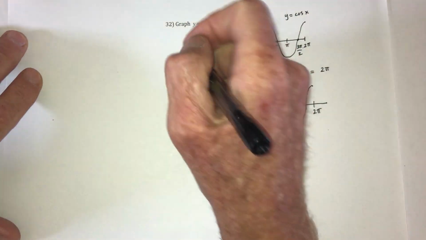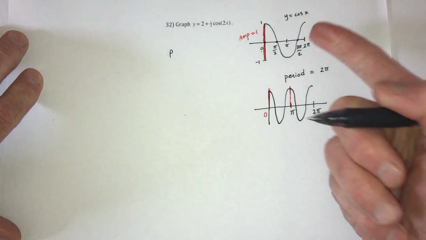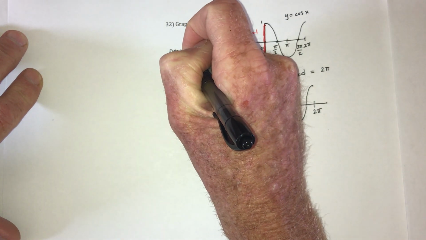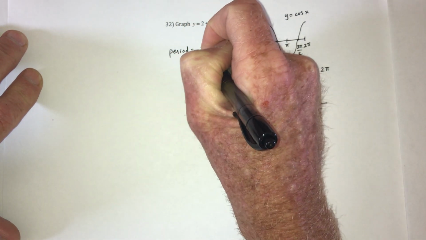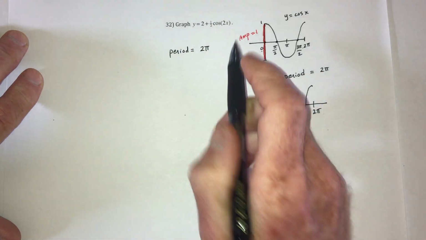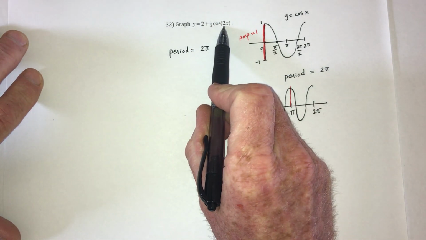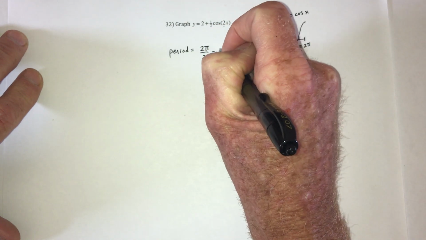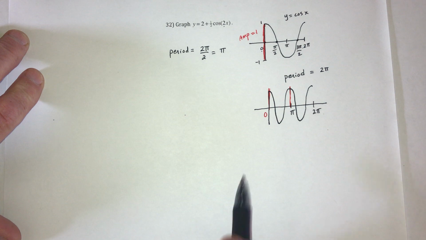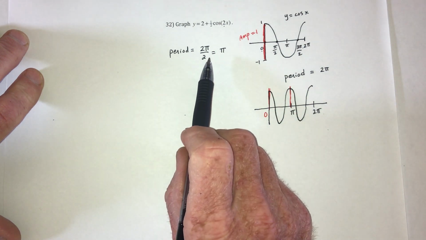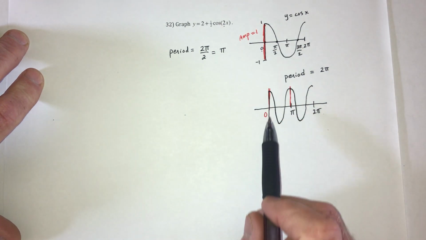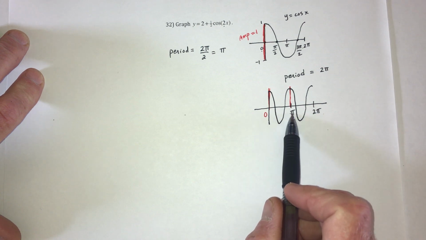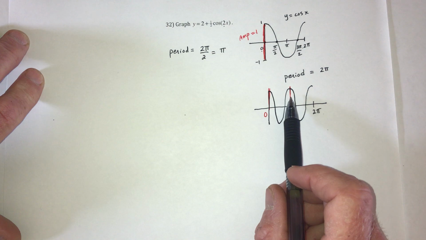Okay, now a shortcut, instead of having to do all of that and that and that, a shortcut is the period is going to be, the original period is 2 pi, and then you divide by whatever this number is. So you divide by 2. And when you reduce, that's pi. So that little formula right there replaced me doing all of this, because it's basically telling me you go from 0 to pi, and then that's going to be one cycle of the graph.